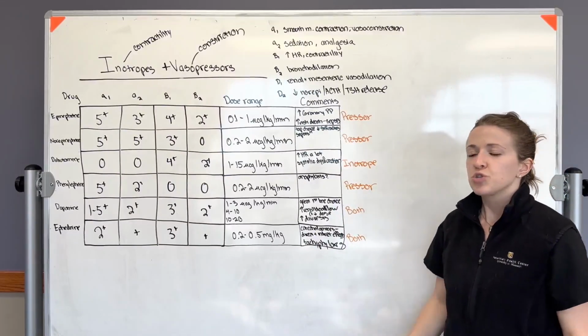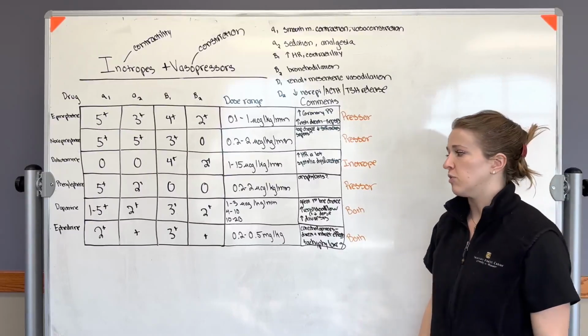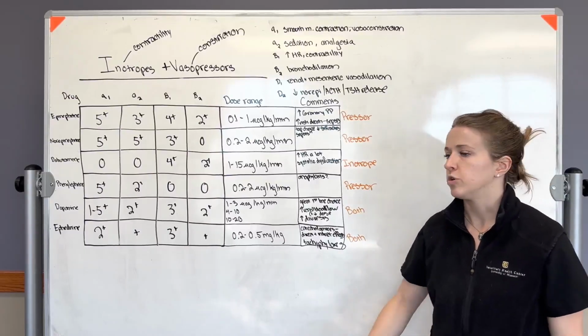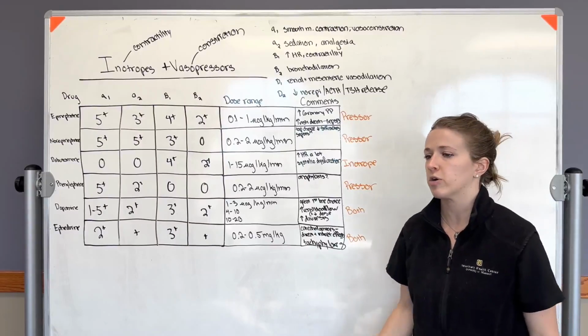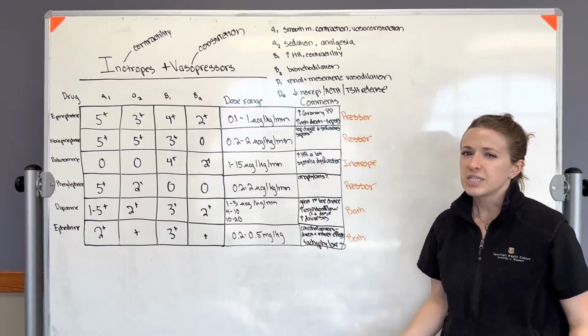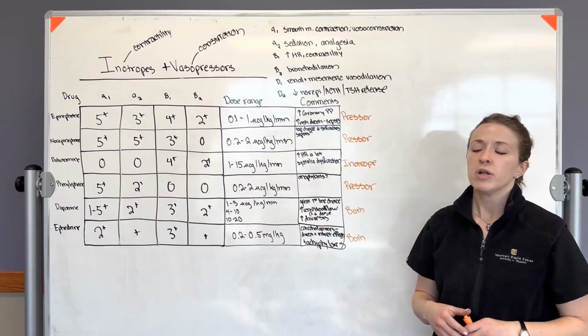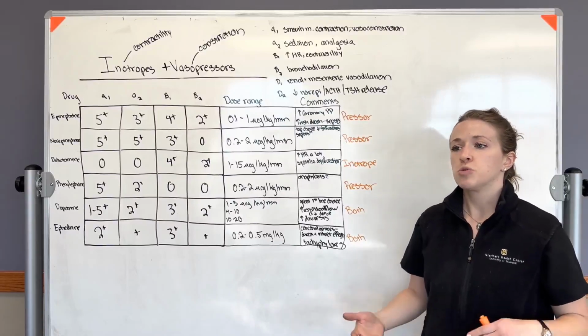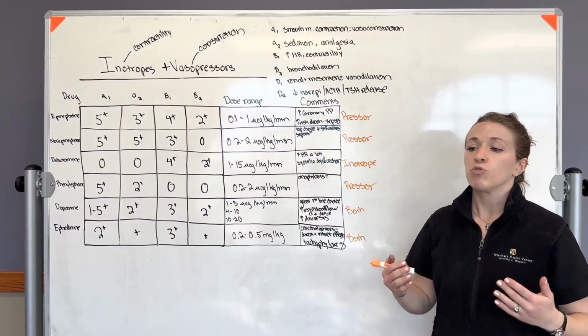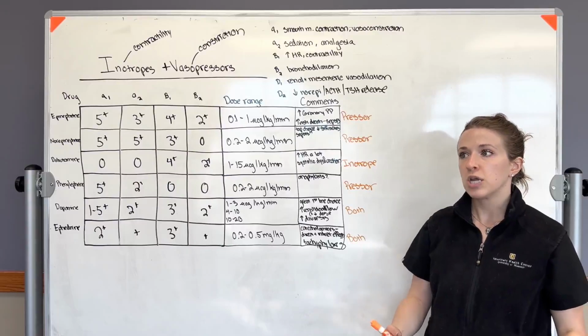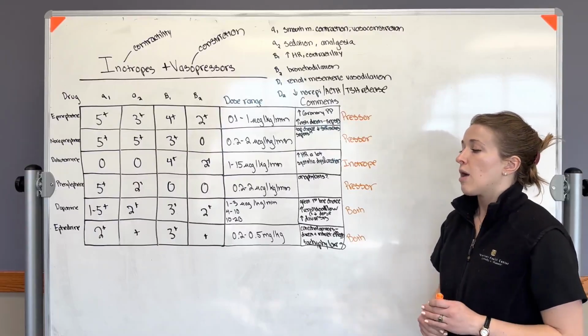So let's say you start an animal on dopamine at 5 mics per kilo per minute. Blood pressure's not better. You turned up to 8. Blood pressure's still not better. You turned up to 10. If you get to 10 and the blood pressure's still not better, I would recommend maybe switching to a different drug or critically evaluating why your patient's blood pressure is low.